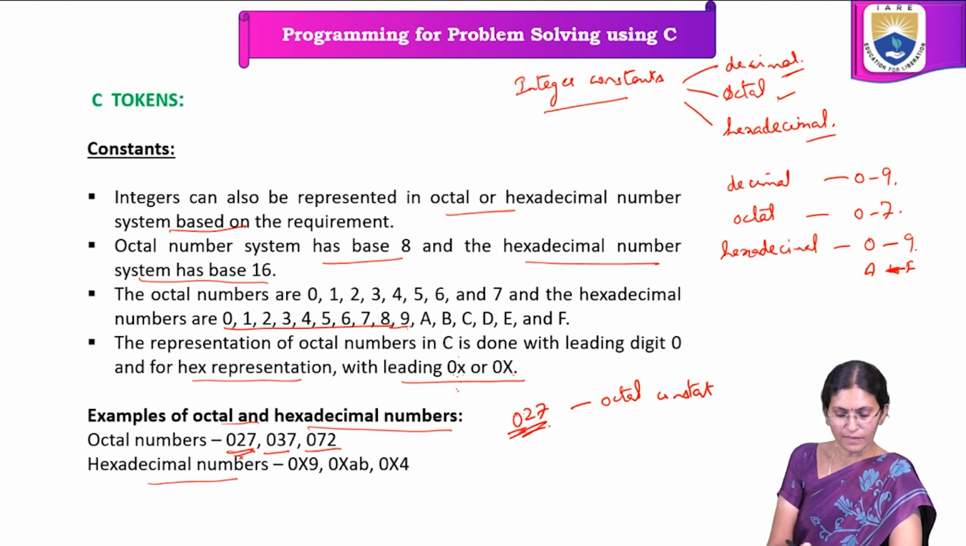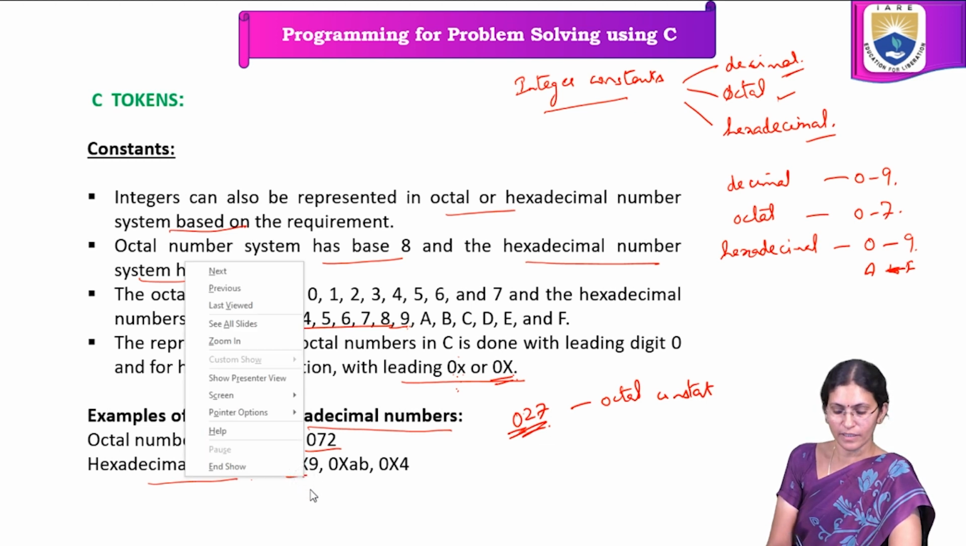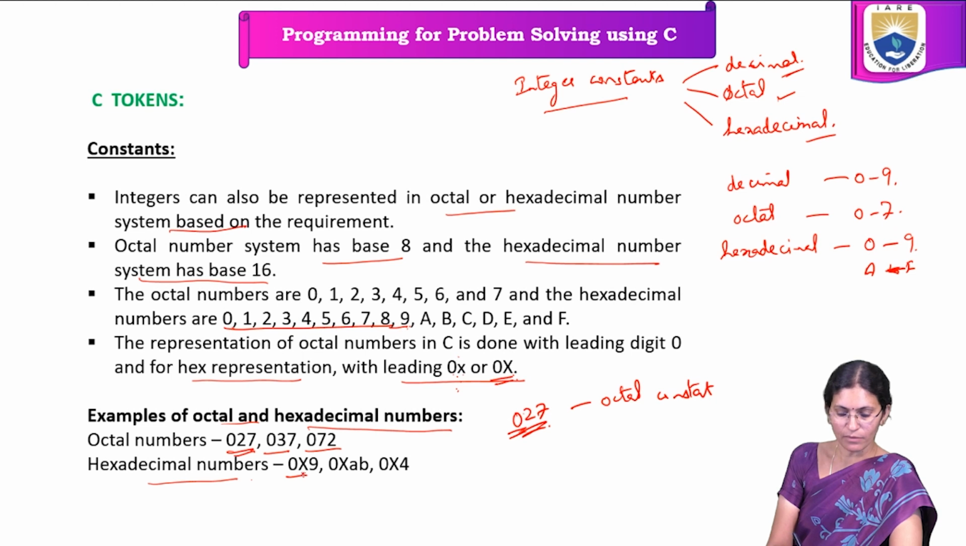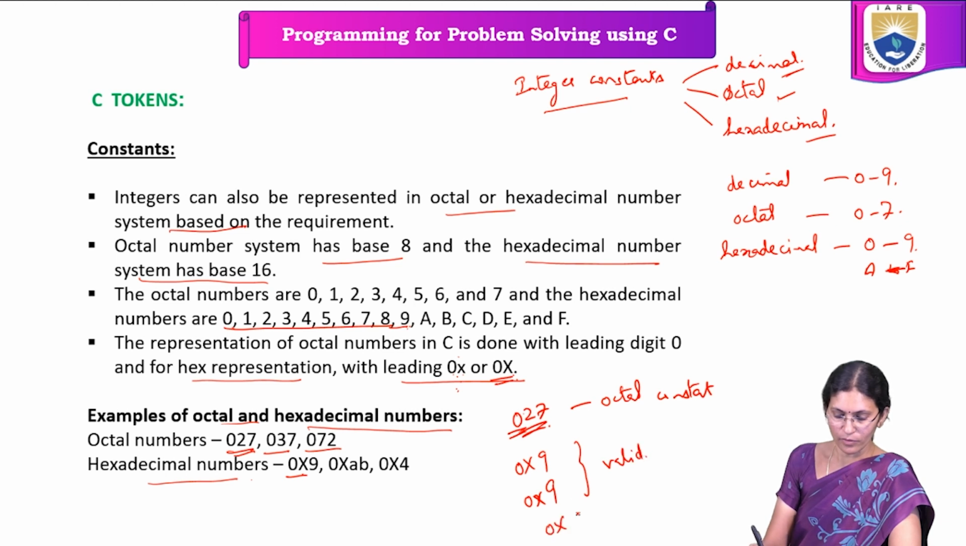Next one, hexadecimal number. The representation of a hexadecimal number in C is: at the beginning we have 0x. This x can be either a small letter or a capital letter. So 0x9 and 0X9, both of them are valid.